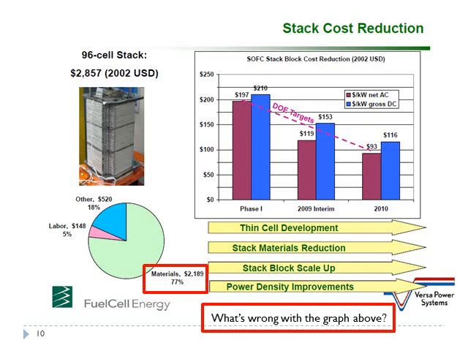One thing to point out here is looking at whether you're using dollars per kilowatt net AC or dollars per kilowatt gross DC. It's a really important thing to make sure you have this right, because there will be slight differences coming out of your fuel cell if you're talking about dollars per kilowatt for net AC versus gross DC.